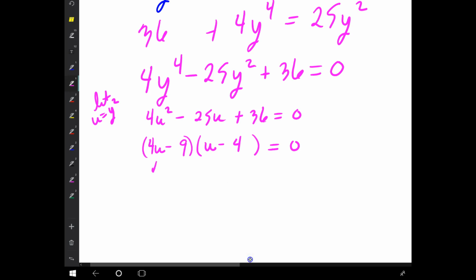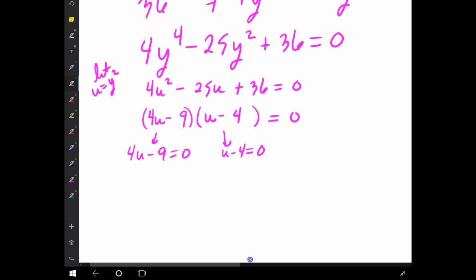And now we set each of these equal to 0. 4u minus 9 equals 0. And u minus 4 equals 0. We could solve for u, so we get 4u equals 9. So u is equal to 9/4. And u is equal to 4.